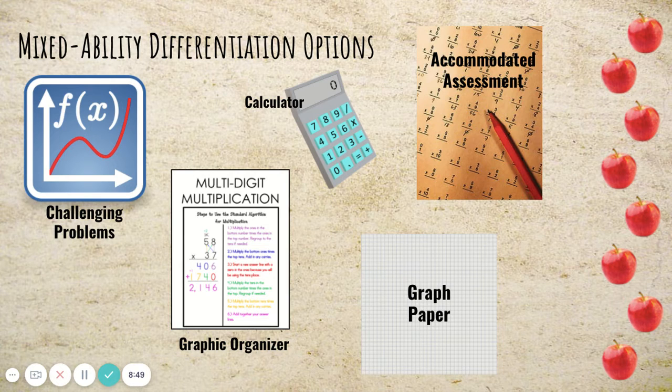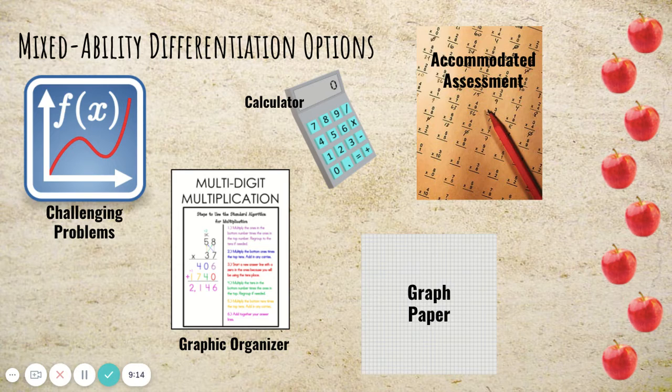This organizer will break down each step of multiplying multi-digit whole numbers. For those students who need a challenge, they will receive problems with numbers in the thousands or 10,000s place. And finally, students who are English language learners or who have IEPs will have test accommodations. They will test in small groups with a smaller amount of questions. They will also receive extended time to complete the test.